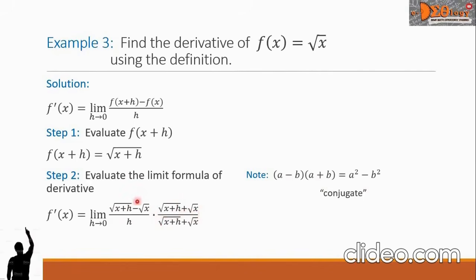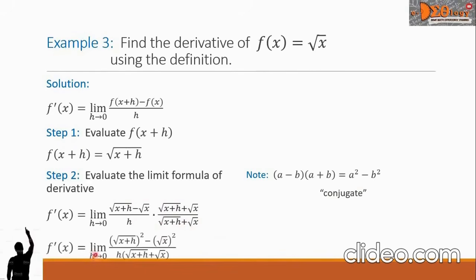Take note, this is negative, so we write here positive. So the numerator here is the same with our denominator. When we multiply now these two big fractions, in the numerator, we're going to apply our special product formula. While in the denominator, we will simply put together the two denominators.